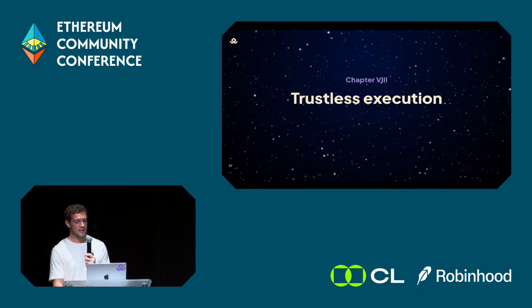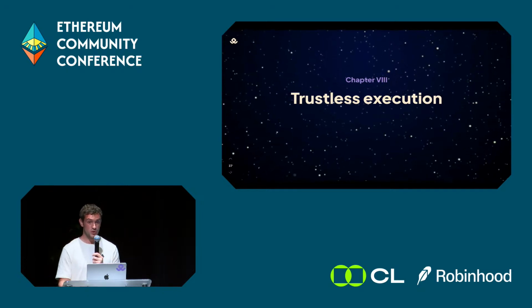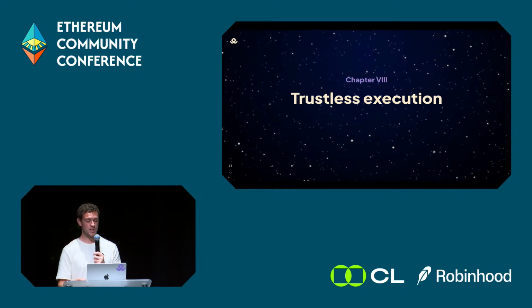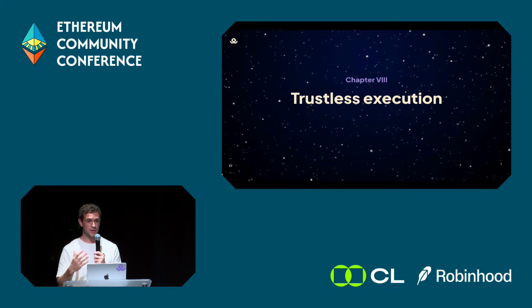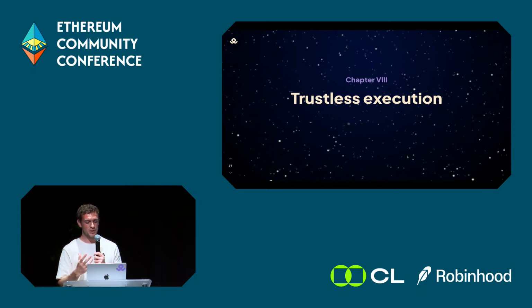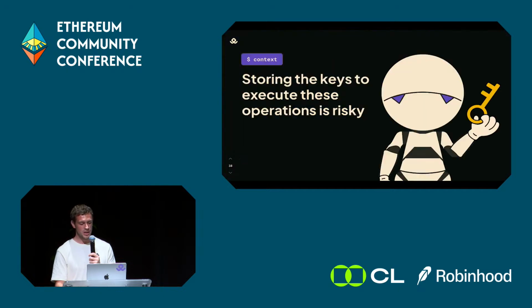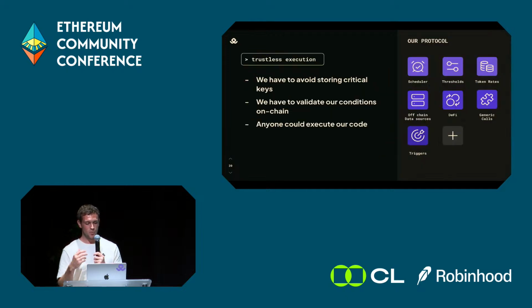This is probably one of the most important ones. If we're saying we're allowed to execute generic calls, at some point we can think about permissions. We don't want to store keys in our scripts or programs that we're executing for our users. The thing is, we need to think about something permissionless. We need to think about what we call trustless execution.